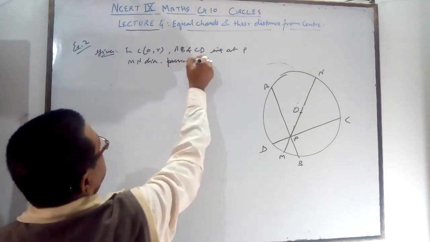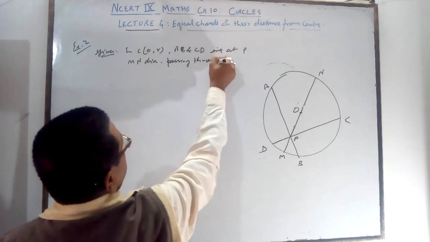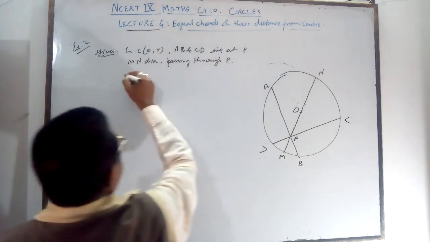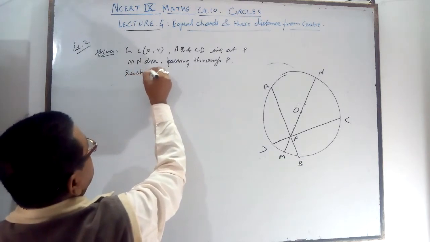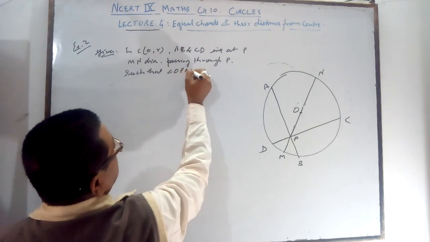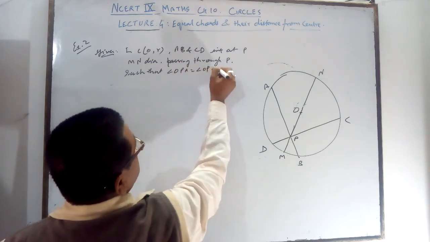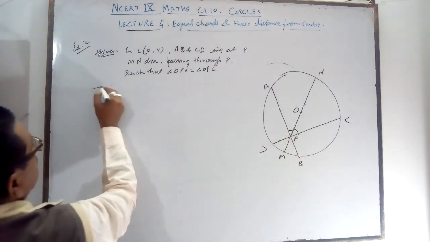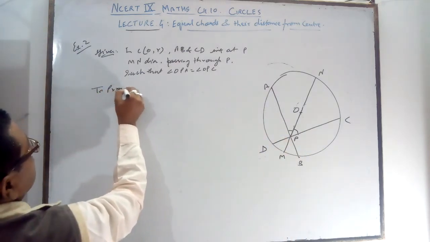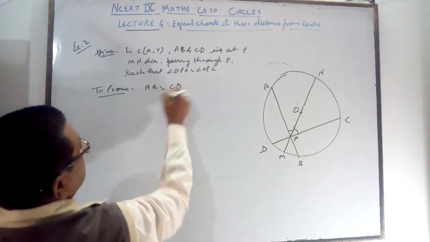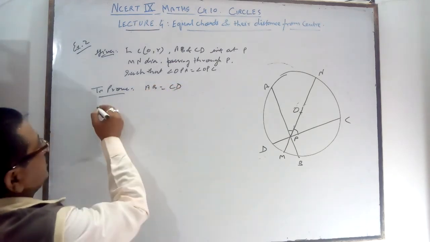passing through P such that angle OPA is equal to angle OPC. It is given. These two angles make equal angle. To prove: AB is equal to CD. You want to prove the chords are equal.